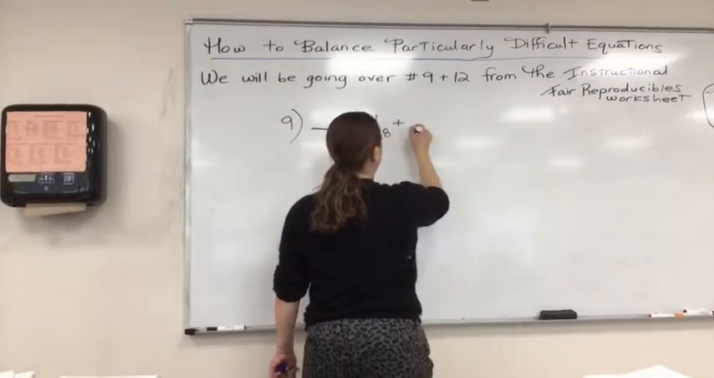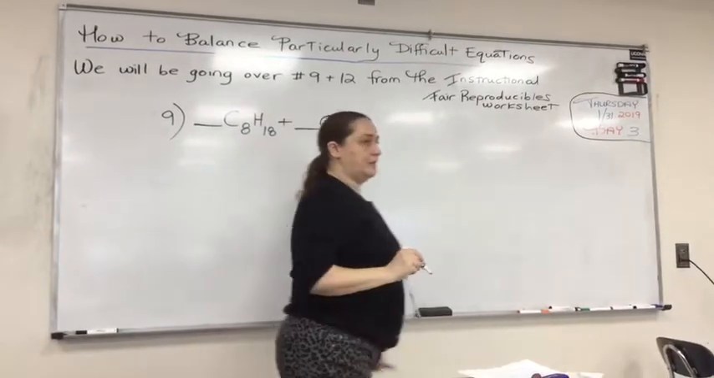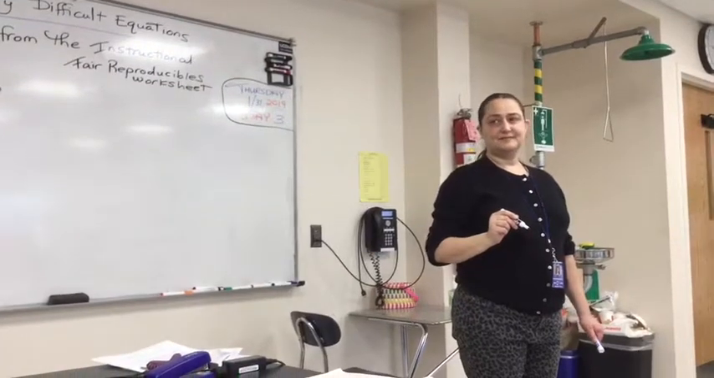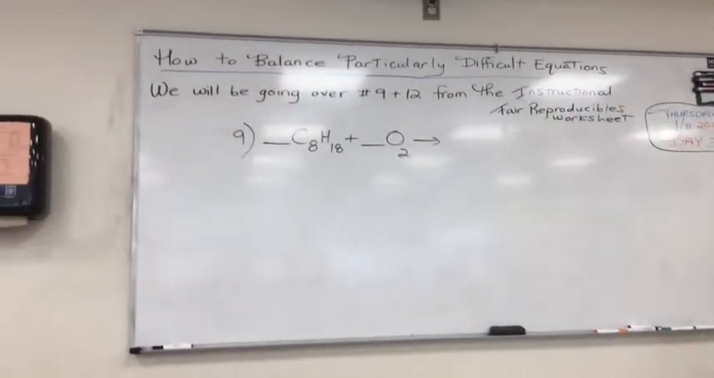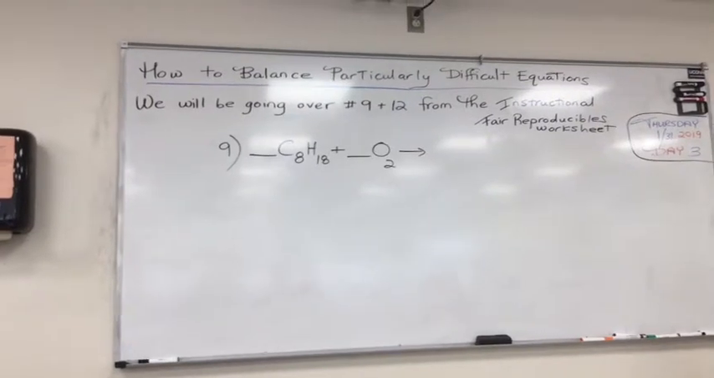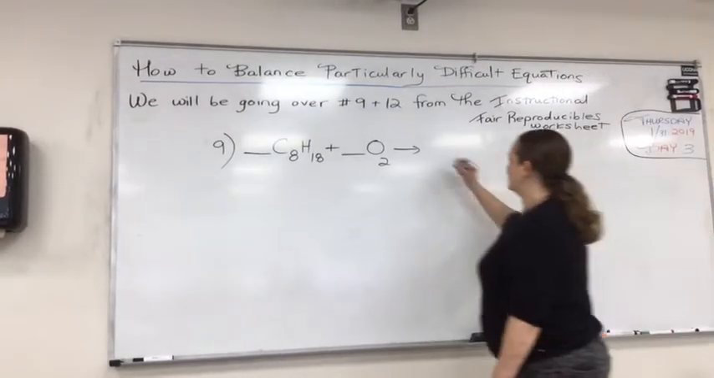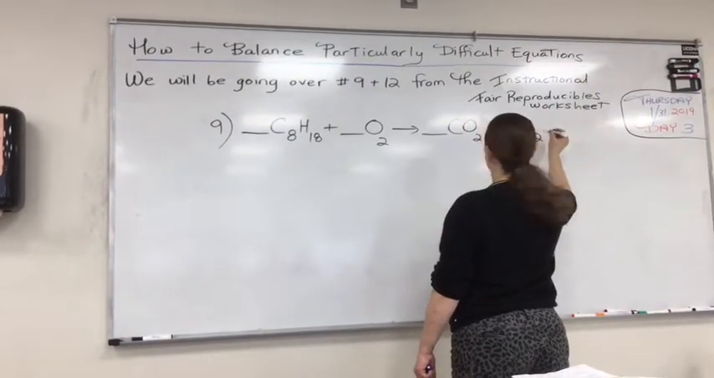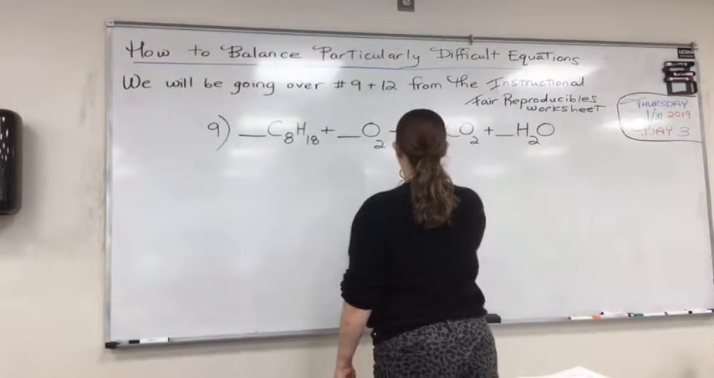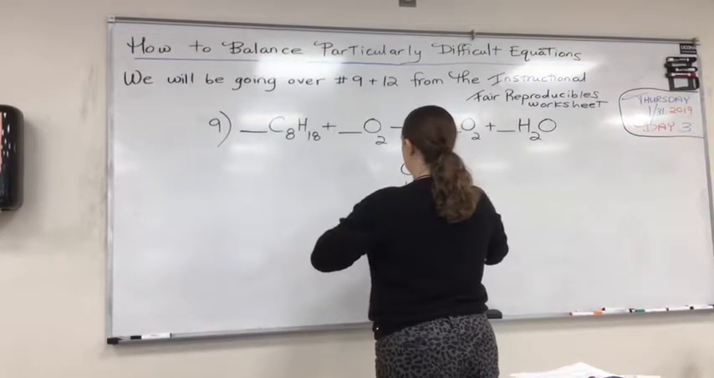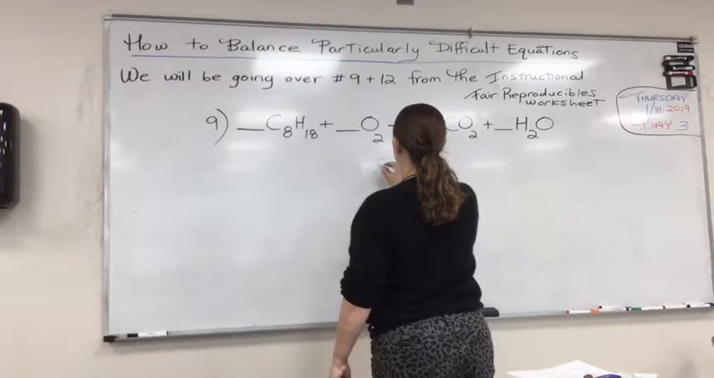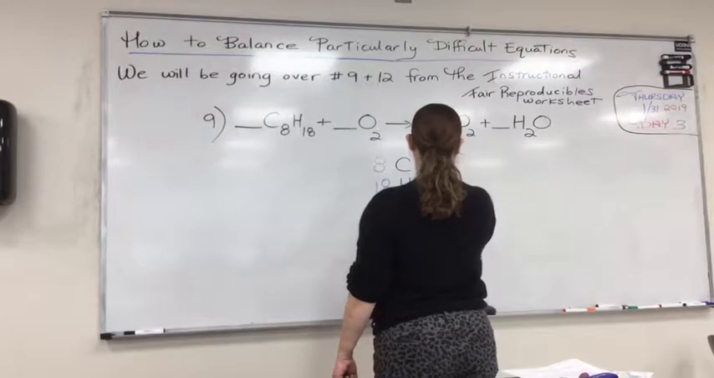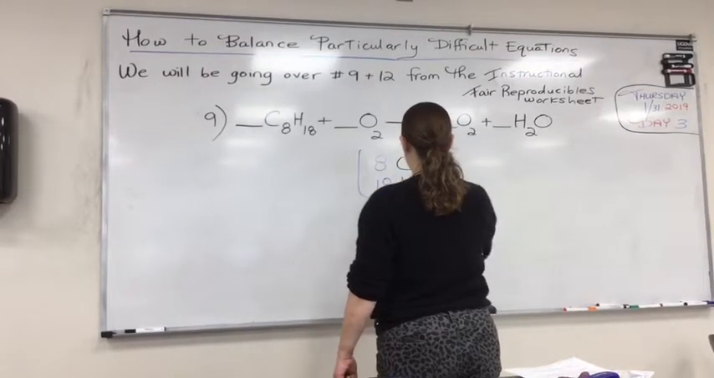C8H18 plus O2. Who remembers the products of a combustion reaction? If not, you need to know that pretty soon. Combustion reaction, complete combustion anyway, is CO2 plus H2O. So this was number 9 on your worksheet. So we've got 8, 18, and 2. And now we've got 1, 2, and 3 over here.